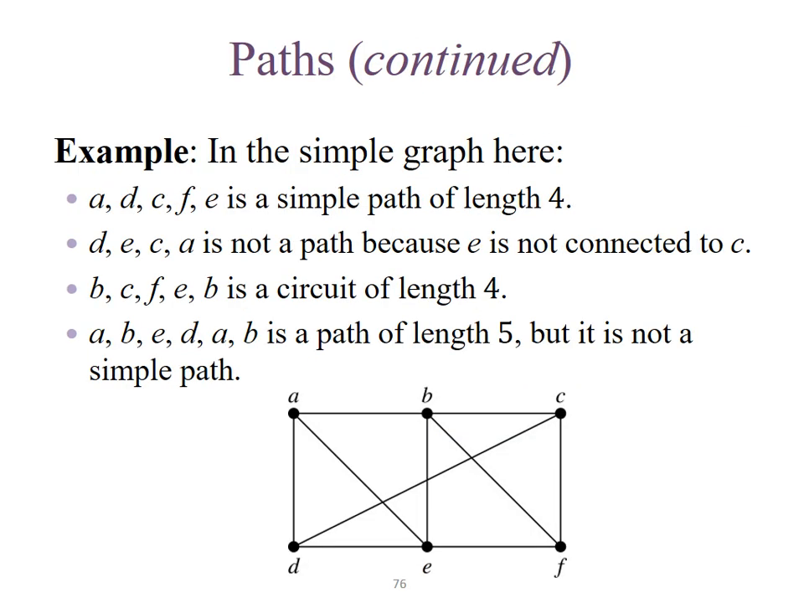Maybe we can check this example. Okay, so we have A, B, C, F, E. It's a path of length 4 because we have e1, e2, e3, e4, 4 different edges. So it's a path of length 4. Next one, B, C, A.